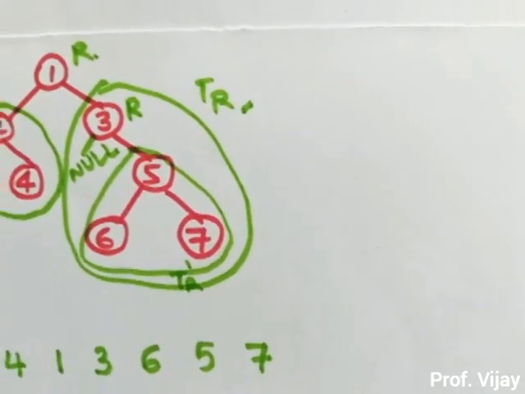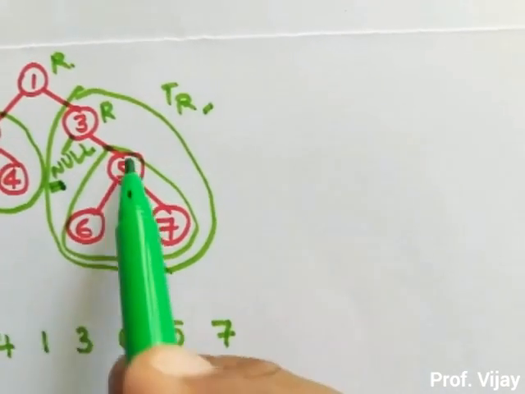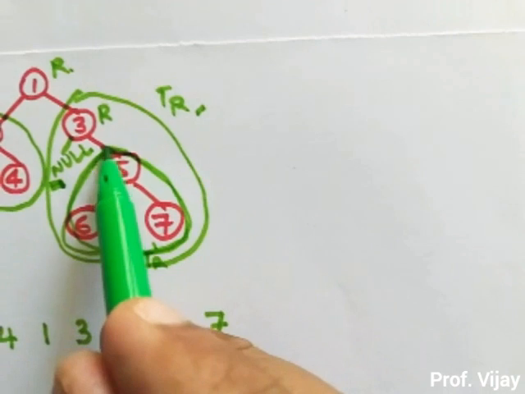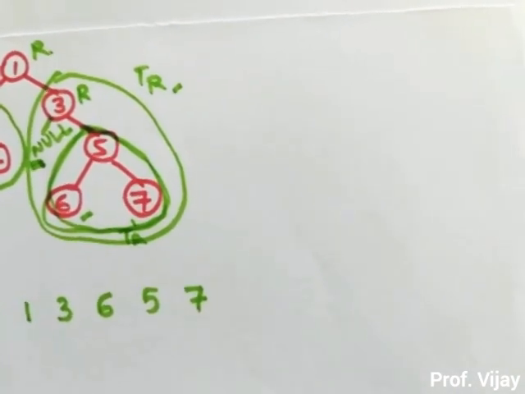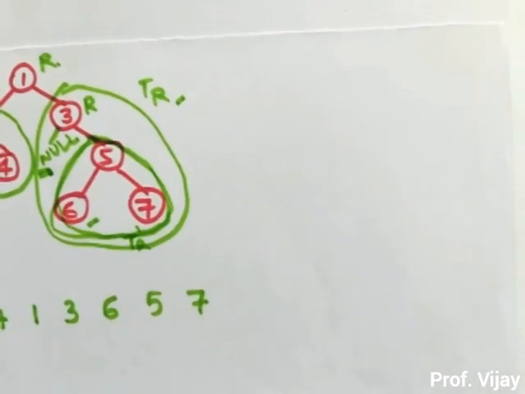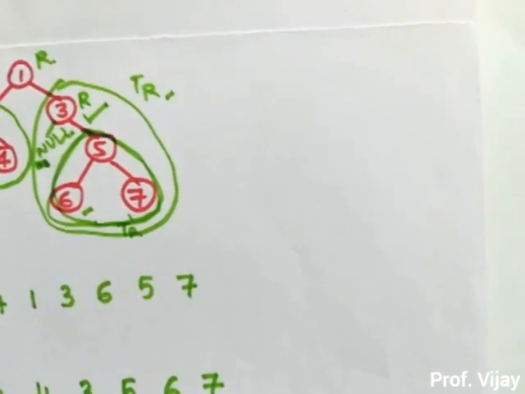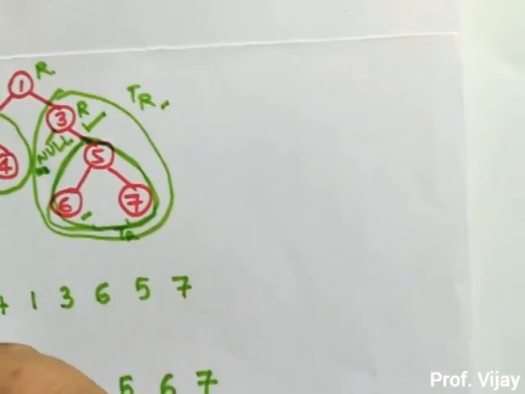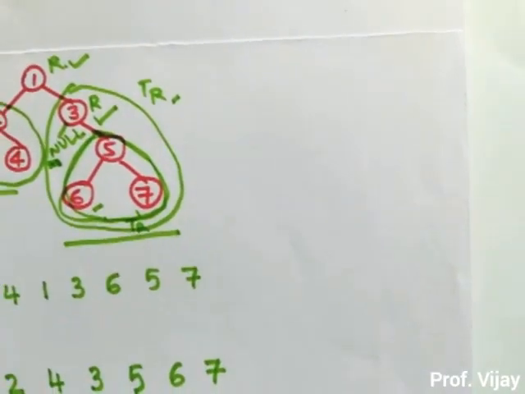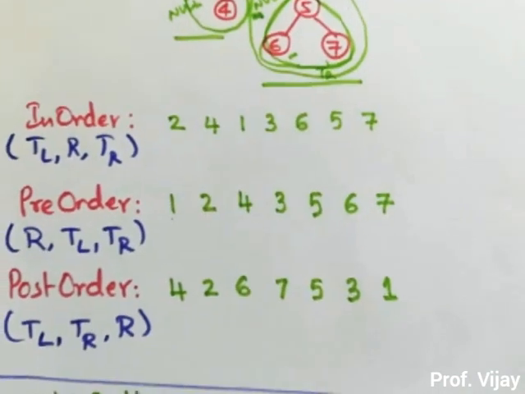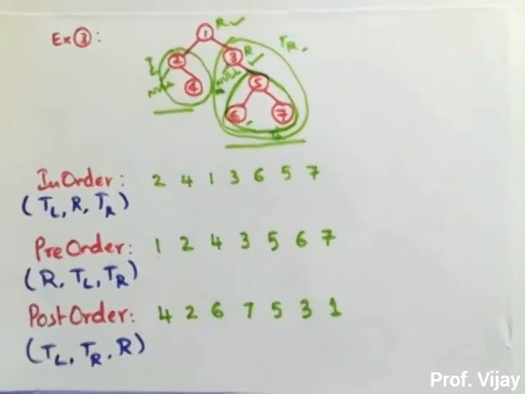Then coming to the TR. In TR, what do we have to do? Again we print TL, nothing to print, and in TR we have this subtree. Again in this subtree, TL 6, TR 7, root 5. Now come back after completion of TL and TR. Now the root is 3. Then after completion of this TL and this TR, now the root is 1, print 1. This is how we get the in-order, pre-order and post-order traversals for this given example.